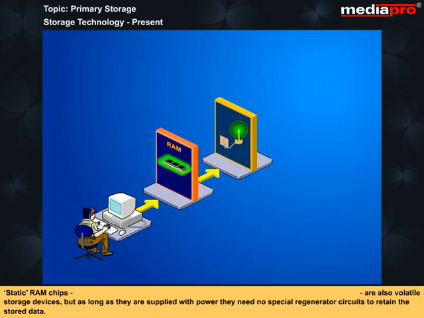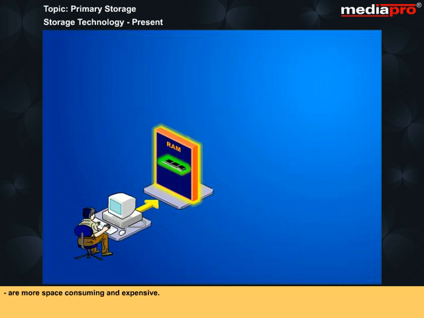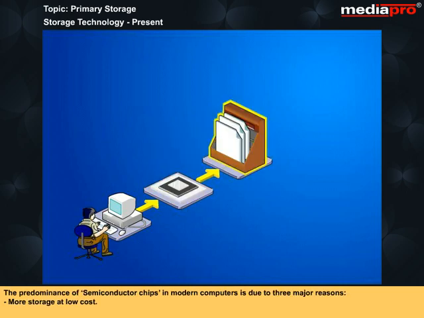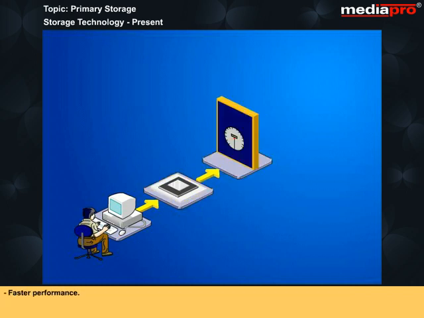Static RAM chips are also volatile storage devices, but as long as they are supplied with power, they need no special regenerator circuits to retain the stored data. They are used in specialized applications, and are more space-consuming and expensive. The predominance of semiconductor chips in modern computers is due to three major reasons: more storage at low cost, compact size, and faster performance.